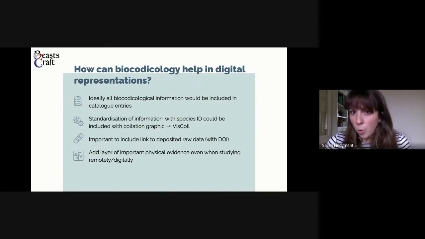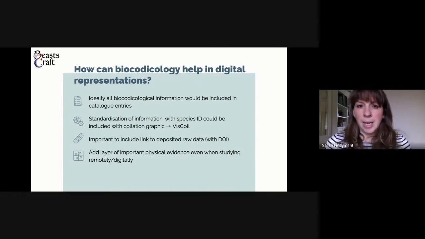It's obviously always important to link the raw data. For every publication we do, we have to deposit our data anyway, so this is an obligation of the journals. All our data that we publish is always deposited, and it has its own DOI. So it should be very easy to link back to these catalogue entries, so if people want to go back to the original raw data, they can.